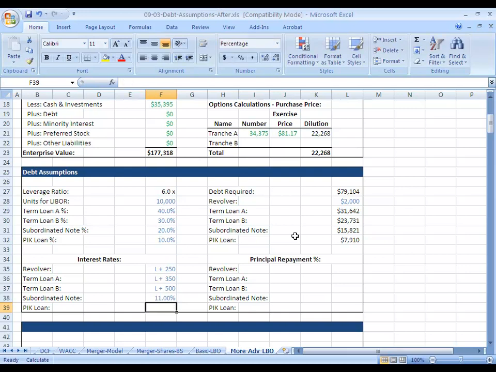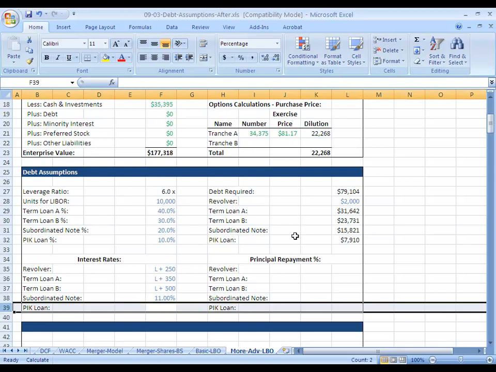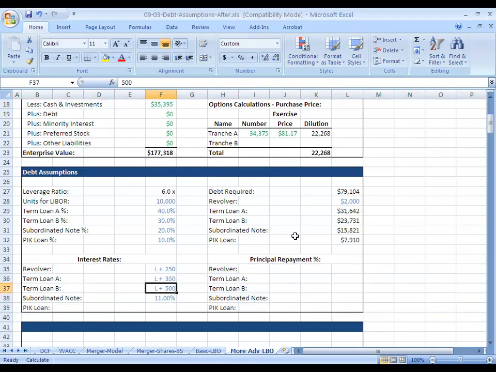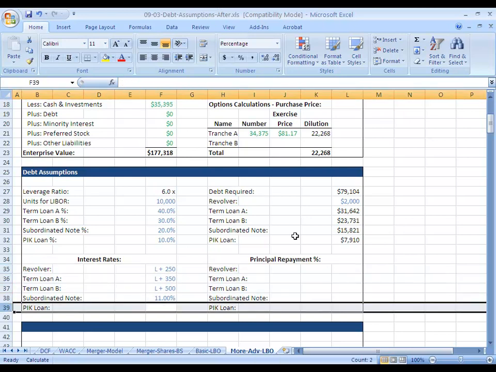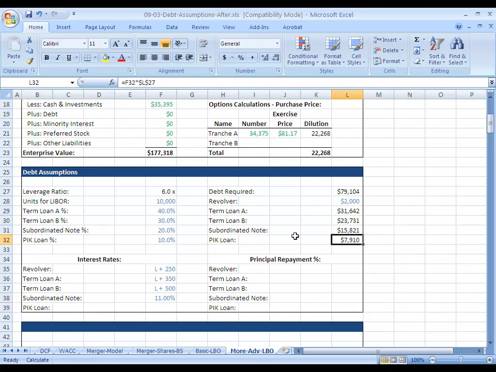And then for this last one, paid-in-kind loan. So this one's interesting because the way that interest works on a paid-in-kind loan is completely different from these others. With a revolver, with term loan A, term loan B, and subordinated note, you're always paying interest in cash. So it's coming directly out of your pre-tax income. You have an interest income or interest expense line item. But with a paid-in-kind loan, instead of the interest being paid in cash, the interest instead accrues to the principal of the loan. So let's say in this case you start off with 7.9 billion in your PIK loan.